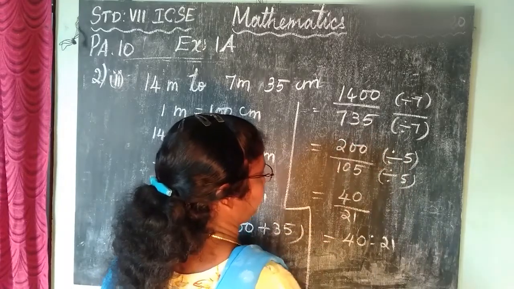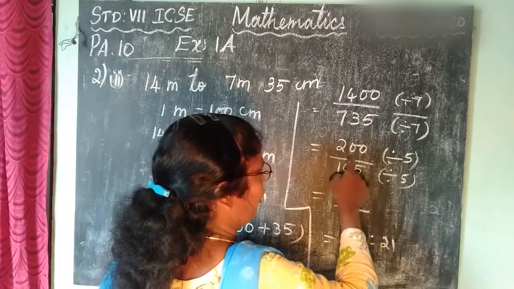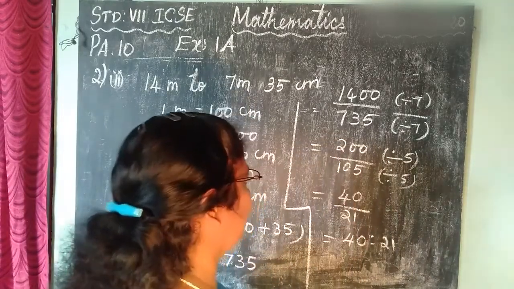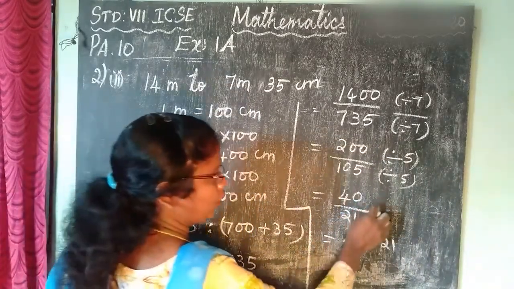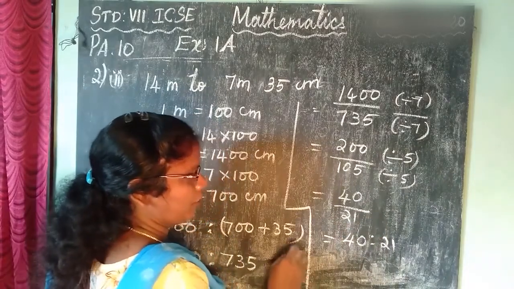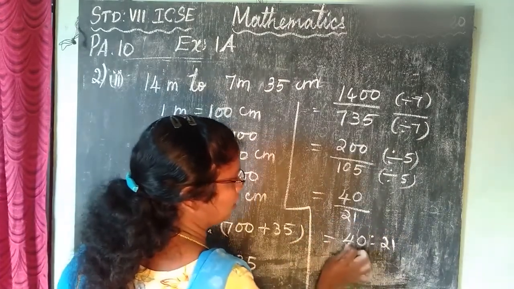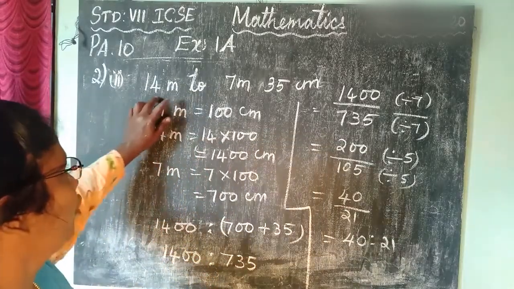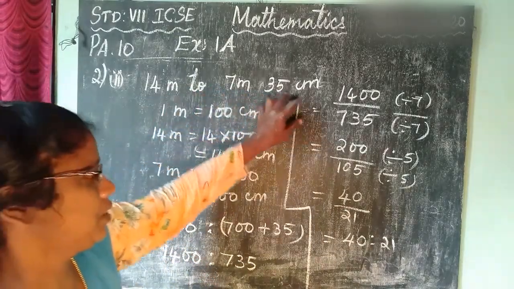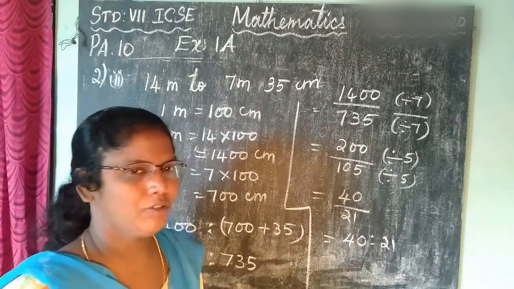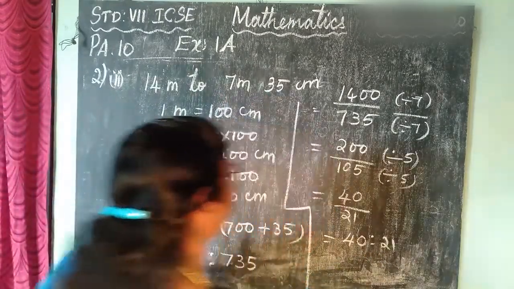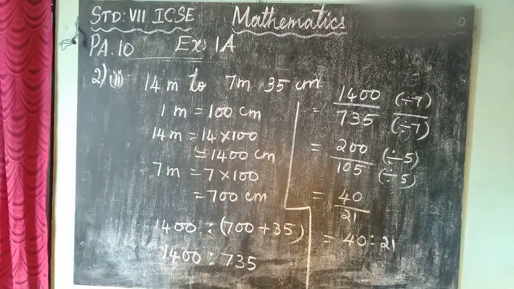Here 7 5s are 35. Divide by 5. 4 5s are 20. 2 5s are 10. 1 5s are 5. Since I don't have any common between 40 and 21, I am taking it as the answer, that is 40 is to 21. So my simplest form of 14 meter to 7 meter 35 centimeter is 40 is to 21. Clear, children? One more sum from this exercise. We'll finish up this video then.